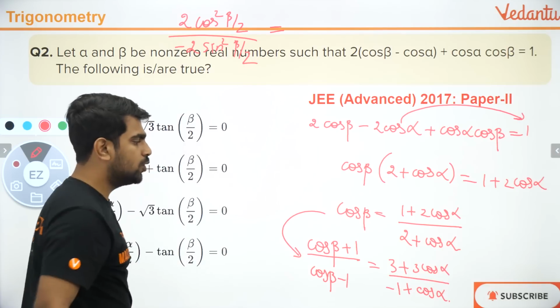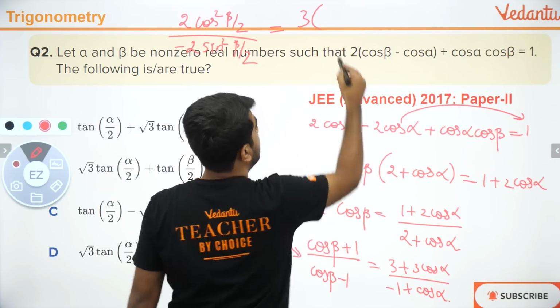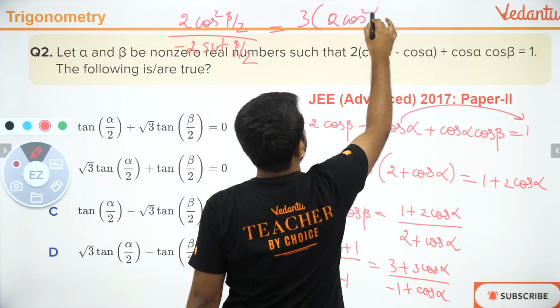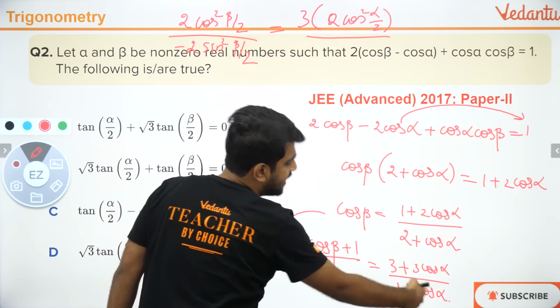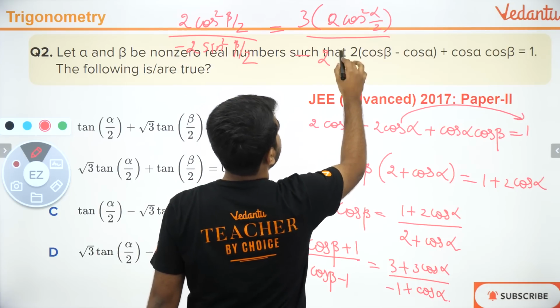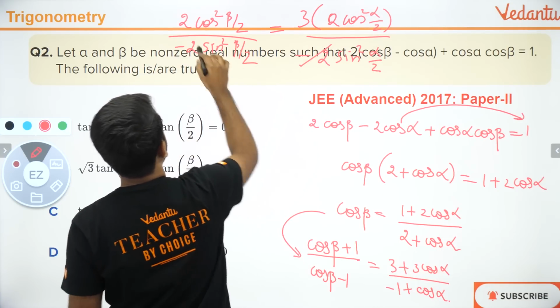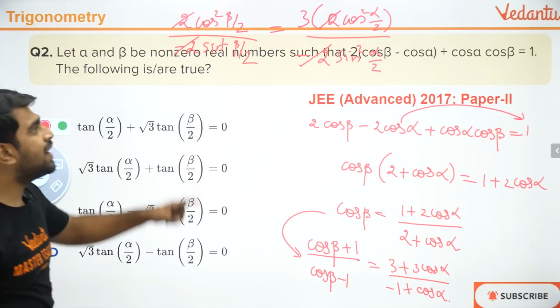That will be equal to, what is there on the right hand side? 3 times of 1 plus cos alpha. 1 plus cos alpha is what? 2 cos square alpha by 2 divided by 1 minus cos alpha. So minus 2 times of sine square alpha by 2. That's it. So minus 2 here, minus 2 here cancel. 2 here, 2 here cancel. So what am I left out with?